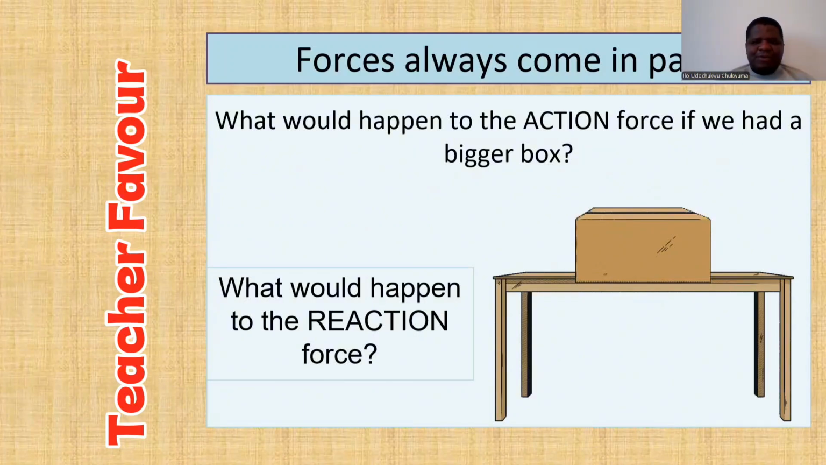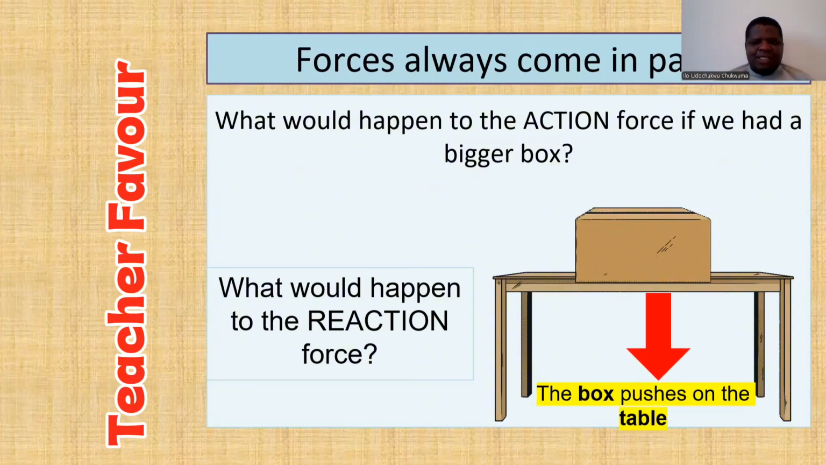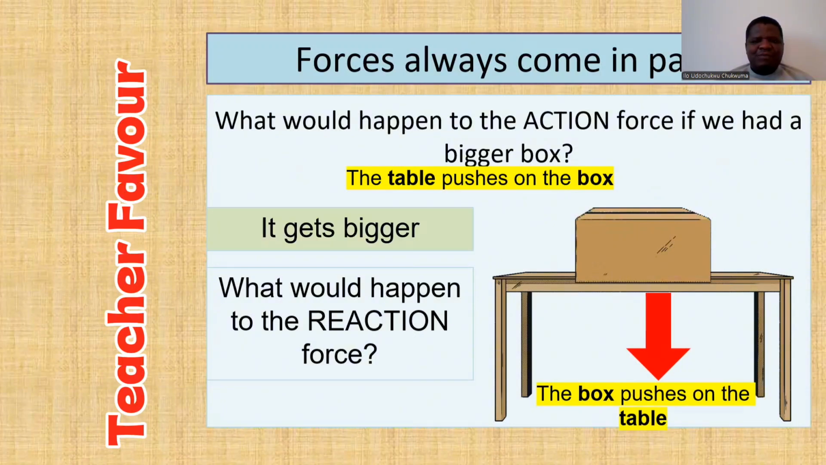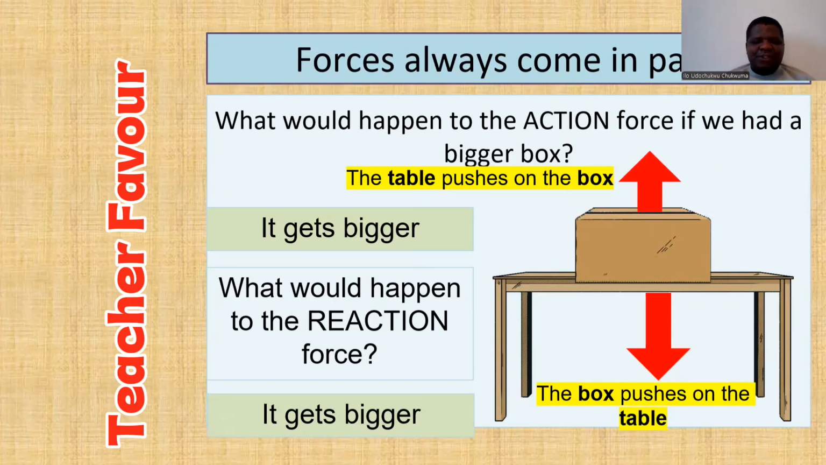All right, can you look at this again? What will happen to the action force if we had a bigger box? Okay, these are the forces acting on this box. The box pushes on the table and the table pushes on the box. So what will happen to the magnitude of the force? It gets bigger. In the same way, the action force also gets bigger. Remember, they act in opposite direction and they have the same magnitude.